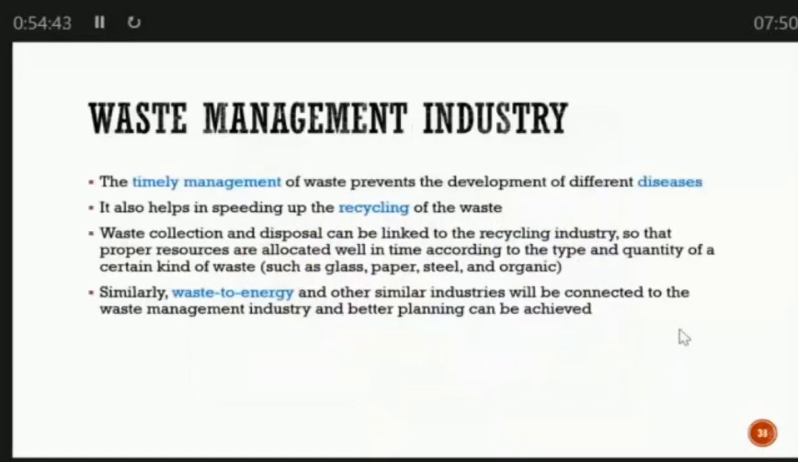Another important industry is the waste management industry. Timely management of the waste is very important. Why? Because it would prevent the creation of different diseases. And what else? We can do recycling in a better way. What else? We can do waste to energy in a much better way.